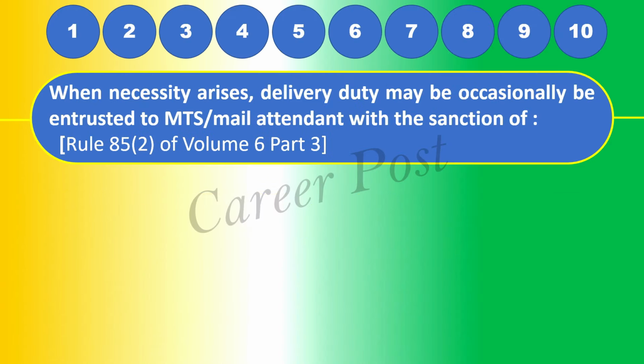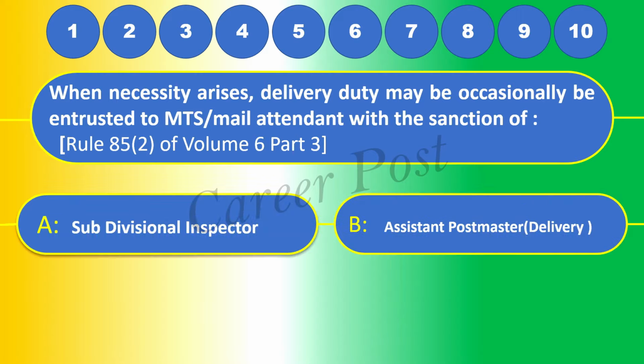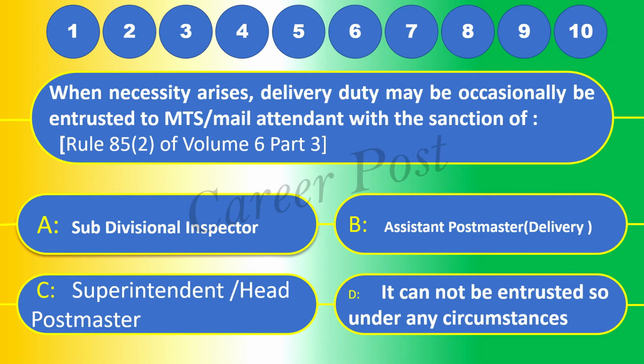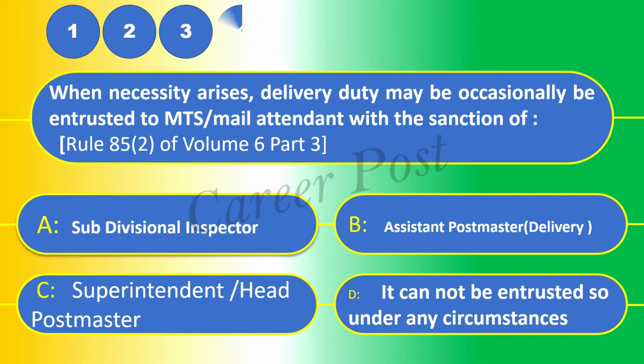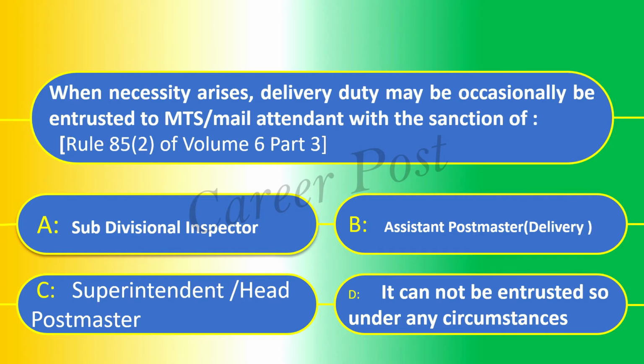When necessity arises, delivery duty may be occasionally entrusted to MTS or mail attendant with the sanction of, Rule 85(2) of Volume 6 Part 3. A. Sub-Divisional Inspector. B. Assistant Postmaster Delivery. C. Superintendent or Head Postmaster. D. It cannot be entrusted under any circumstances. When necessity arises. Earlier you have seen when it is on regular measure. Now it is only when necessity arises, delivery can be entrusted to MTS or mail attendant with the sanction of. The answer is superintendent or the head postmaster. Both of them can do it. They can entrust the work like that, when there is an absolute necessity.